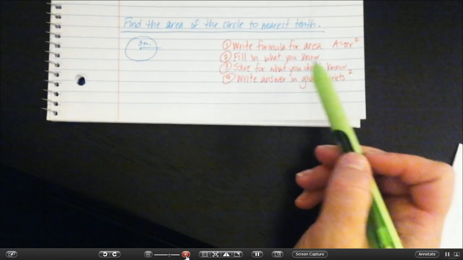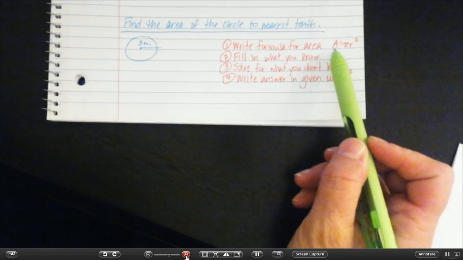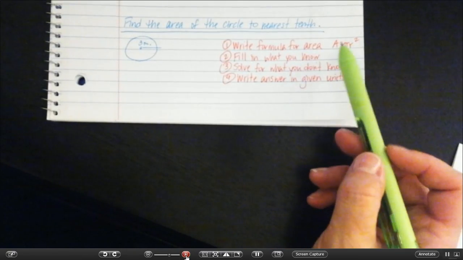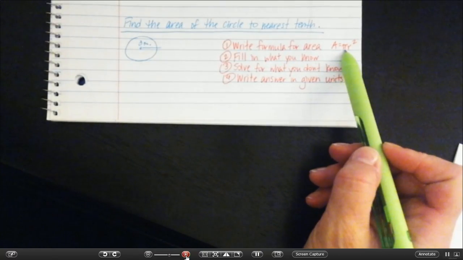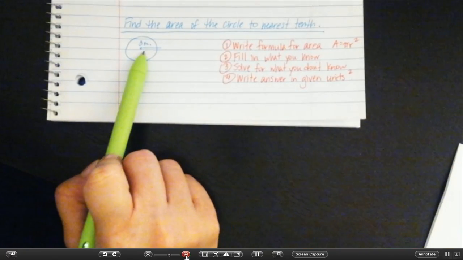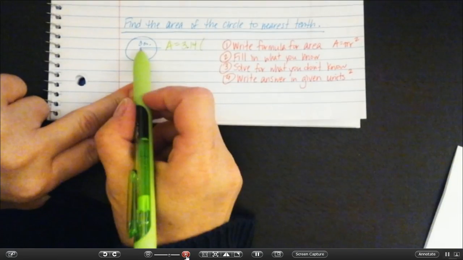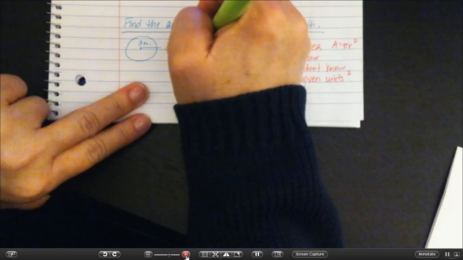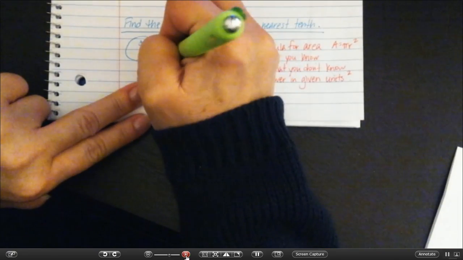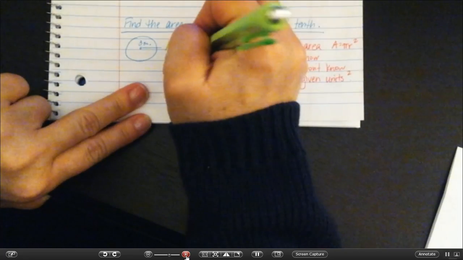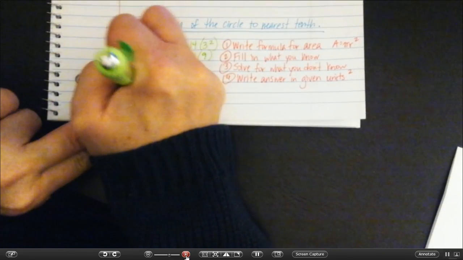All right. So I have to write area equals pi r squared. And then I fill in what I know. Well, what do I know? I don't know the area. I know what pi is. And I know the radius is 3 meters. So if I don't have the area, but I do have pi, 3.14, and I know the radius is 3, and that has to be squared, so it's 3 squared. That means I have 3.14 times 9. So I have to do that multiplication over here.